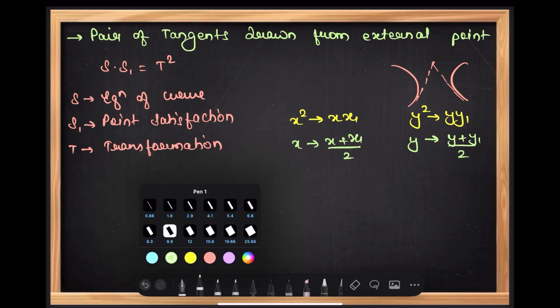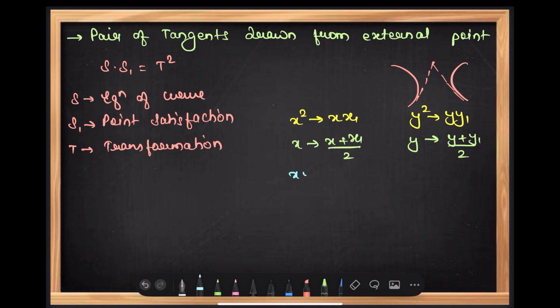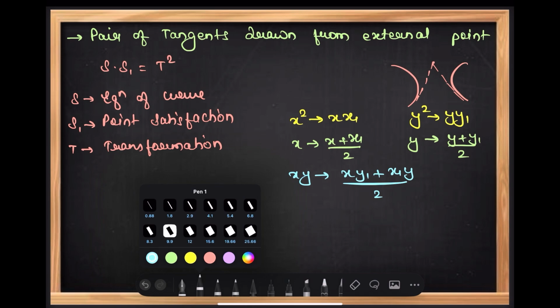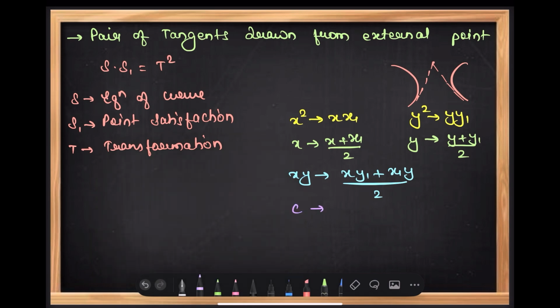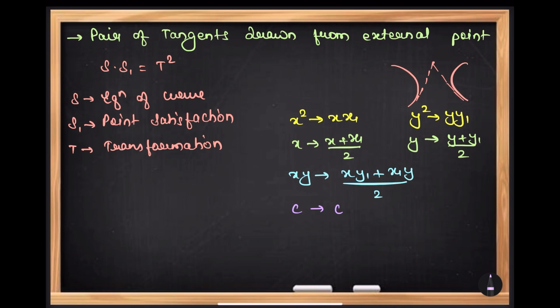Then we will handle xy. So how will we handle xy? (x y1 plus x1 y) by 2. Then we have one thing, constant. So constant will remain constant. There will be no change in constant, and this is how you will get your T. Okay, so this is how we will write down the equation of pair of tangents drawn from an external point.